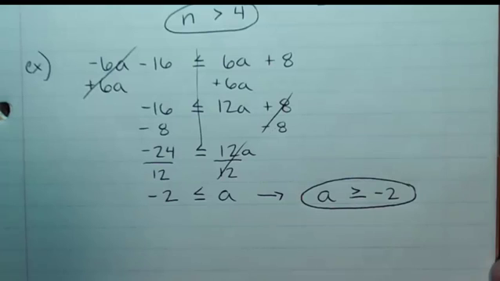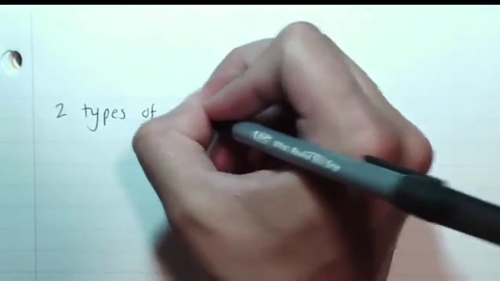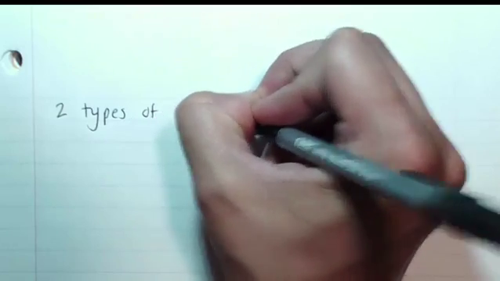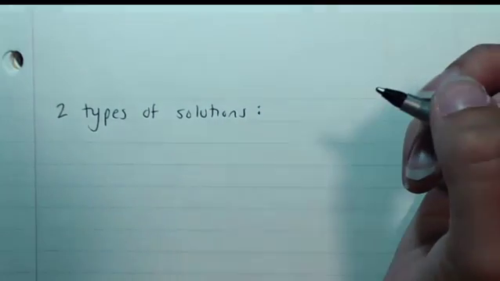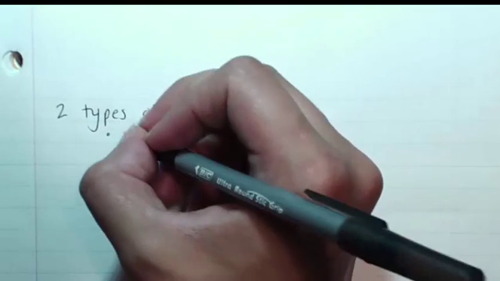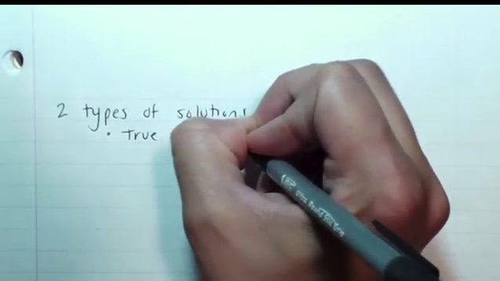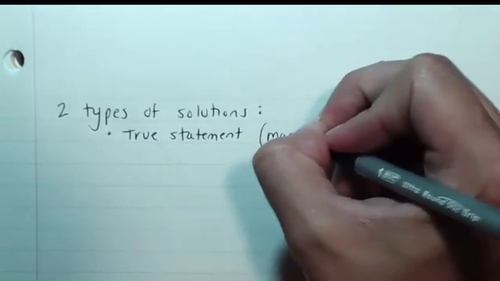Okay, now the last thing I want to talk about again is our types of solutions when it comes to our inequalities, and it's again very similar to when we're solving equations. So there's 2 types of solutions here when it comes to inequalities. It's either going to be true or false. A true statement, which that's what we've seen so far, that's going to have many solutions.